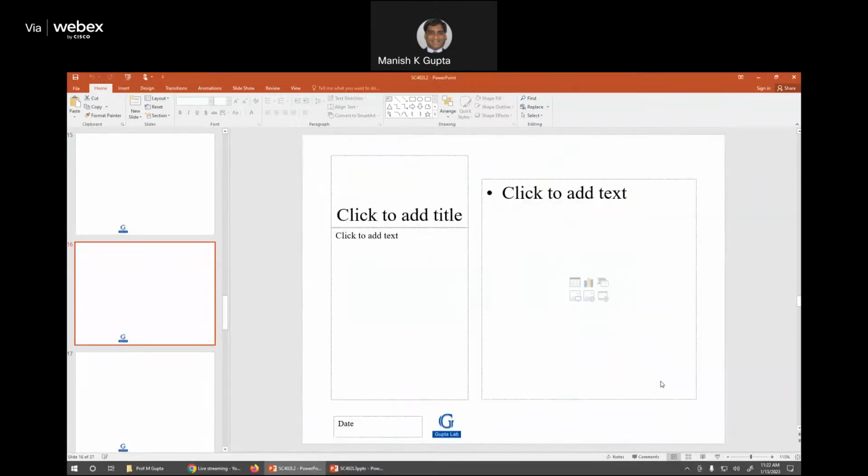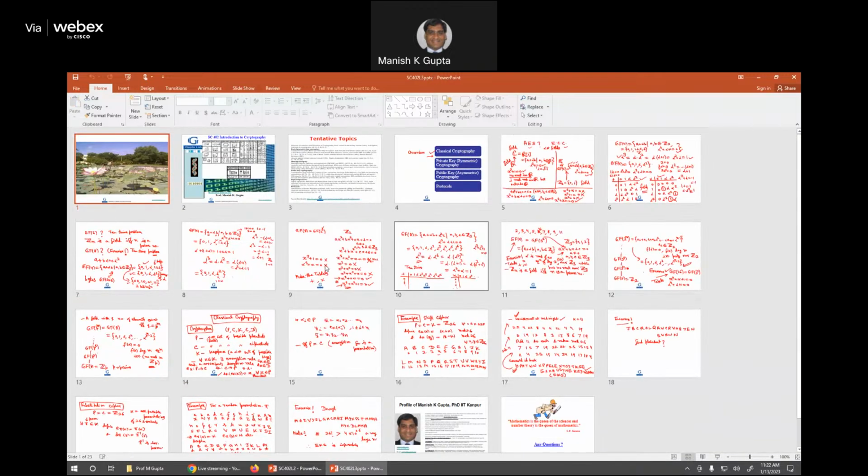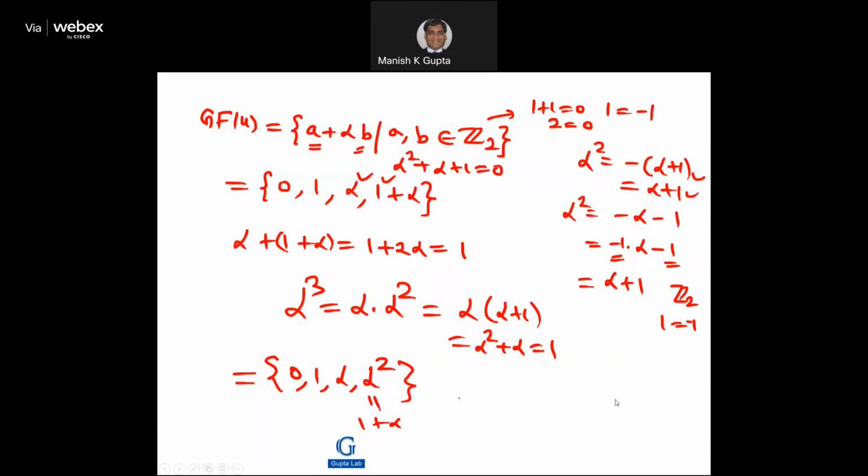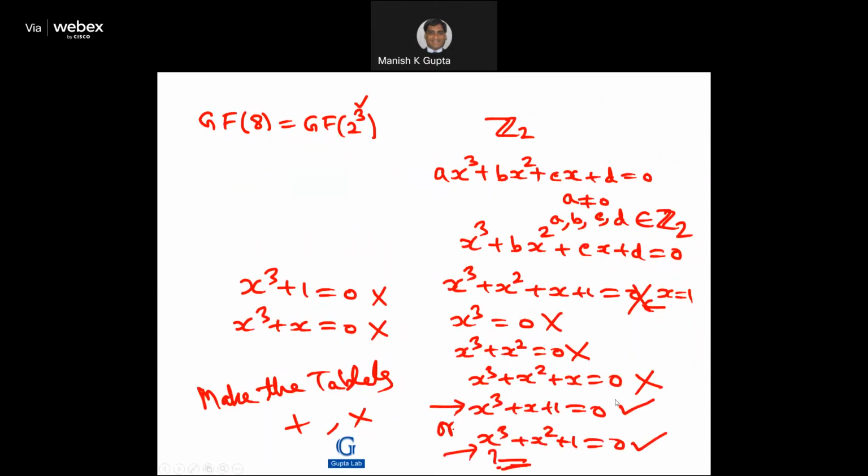Okay, so now we try to construct a field with 8 elements. GF of 8 is GF of 2 cube, 2 raised to power 3. So I should look for a degree 3 polynomial. So I have written that ax cube plus bx square plus cx plus d is equal to 0.